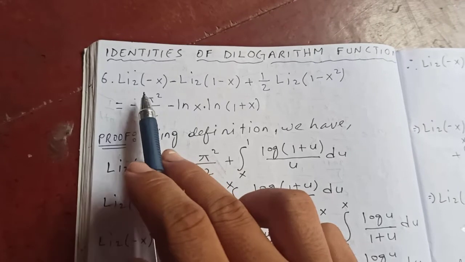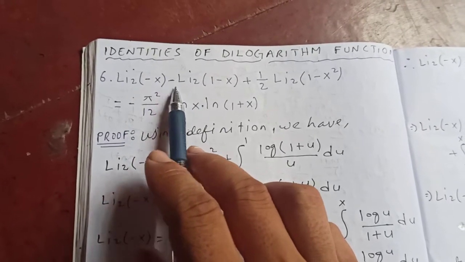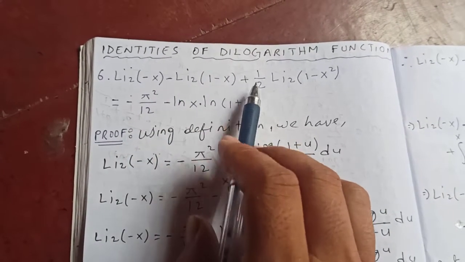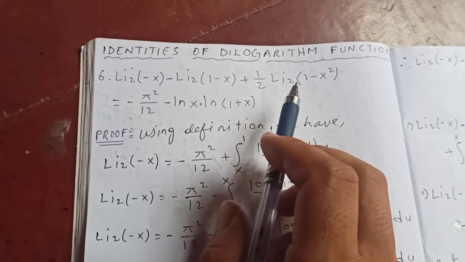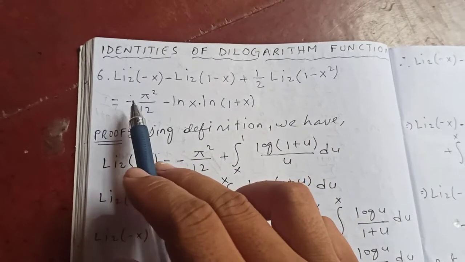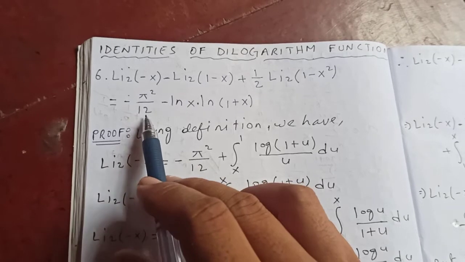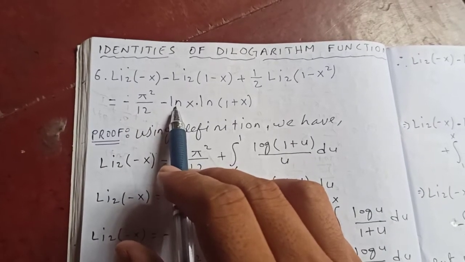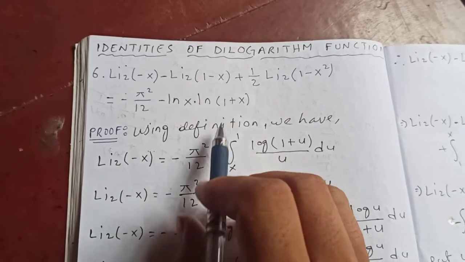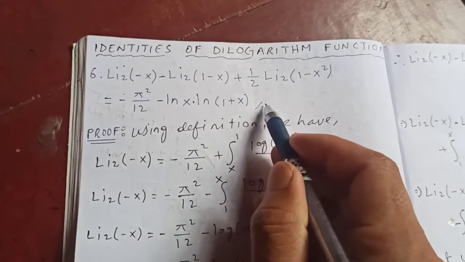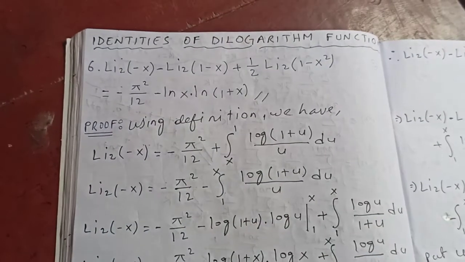So we are going to prove that Li2 of negative x minus Li2 of 1 minus x plus half of Li2 of 1 minus x square is equal to negative pi square over 12 minus natural log of x times natural log of 1 plus x. This is what we are trying to prove now.